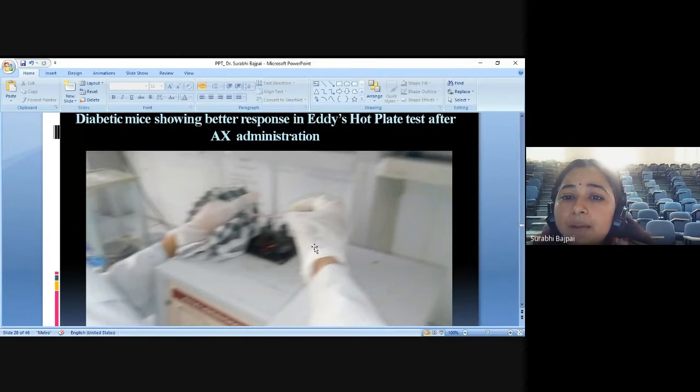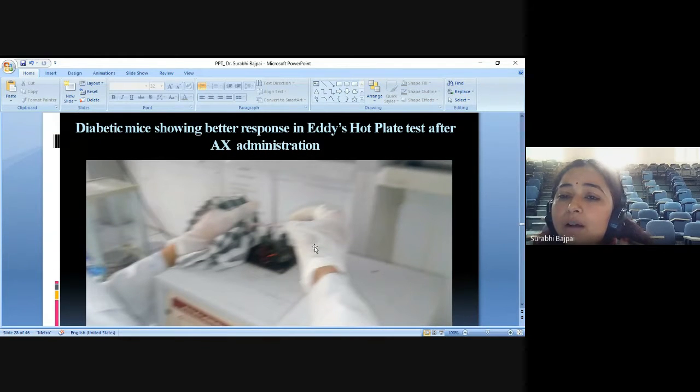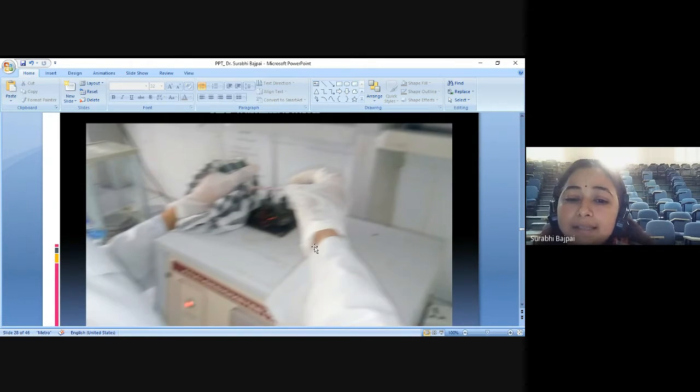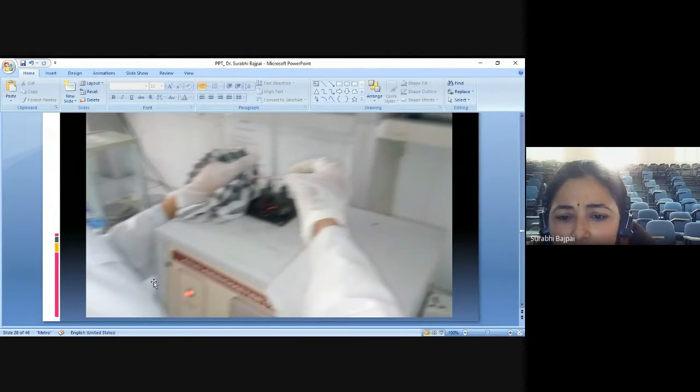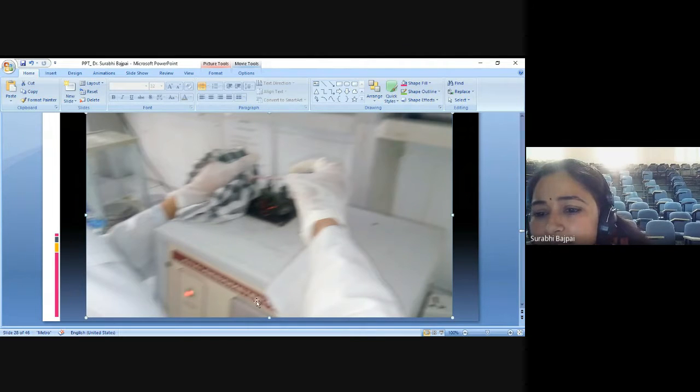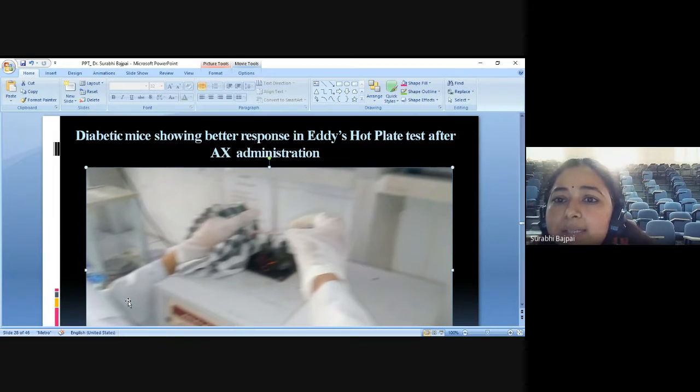Now, the diabetic mice also showed a very good response in Eddy's hot plate test after AX administration. Can you please guide me? This video is not running. Is there any way to play this video? This is a video clip which I have included for Eddy's hot plate test. Is there any way that I can play this?